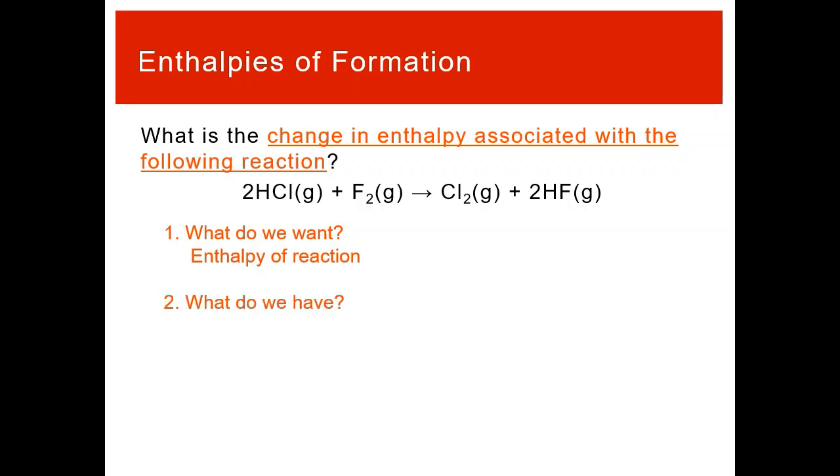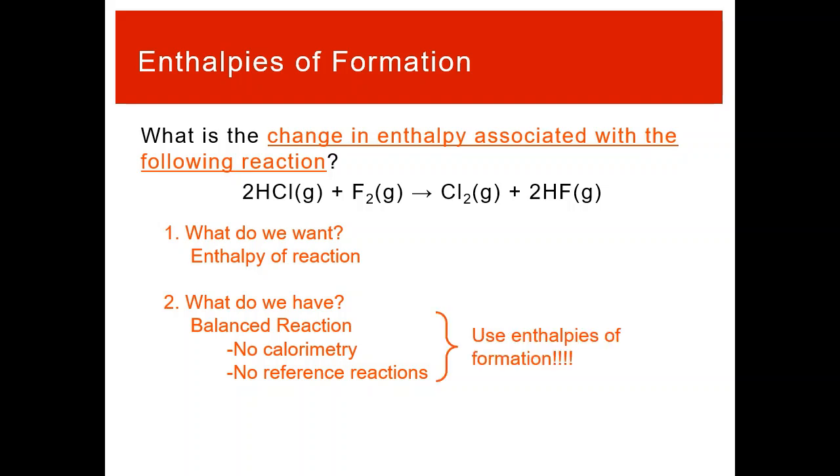What other information do I have? I just have a reaction. All I've got is the reaction. There's no calorimetry information. We've seen that before. There's no Hess's law. There's no reference reactions. All I have is this reaction. And when all you have is a balanced chemical reaction, that's where you need to use your formation enthalpies. That's the only thing that you can use. Those tables of enthalpies of formation are going to come to your aid. So let's see how we use them.